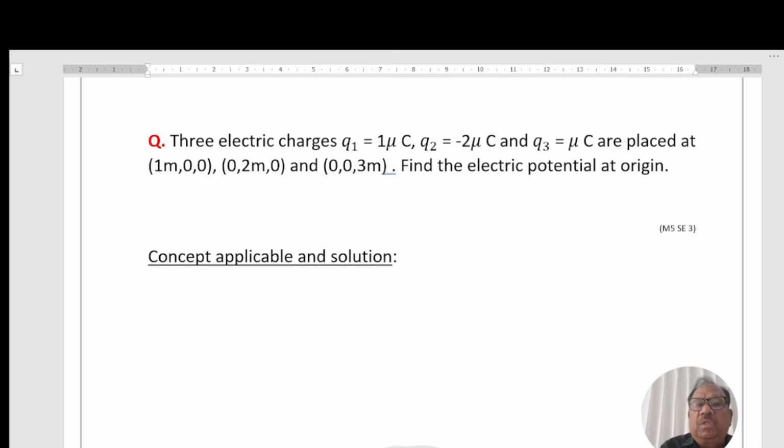Question is, three electric charges Q1, Q2, Q3 are placed at the vertices. Find the electric potential at the origin. Concept applicable and solution.